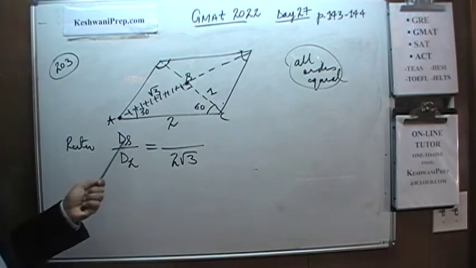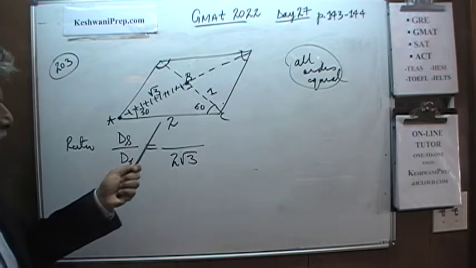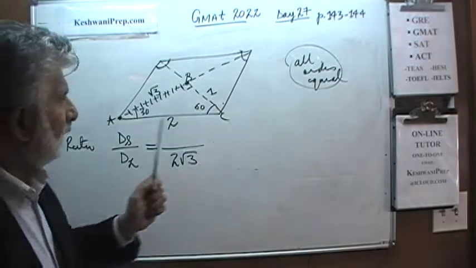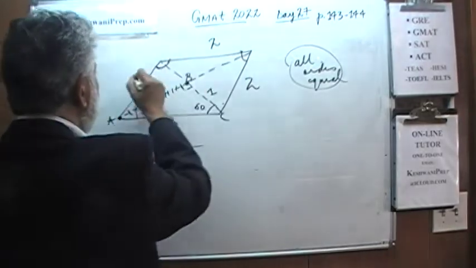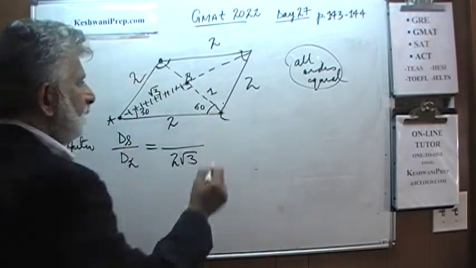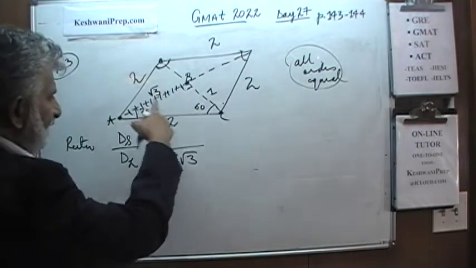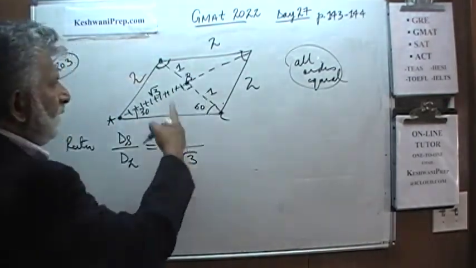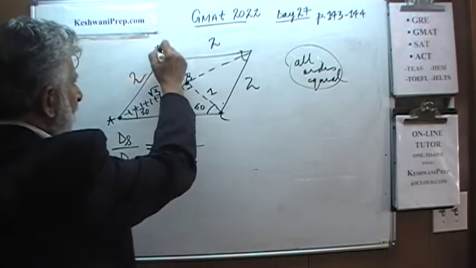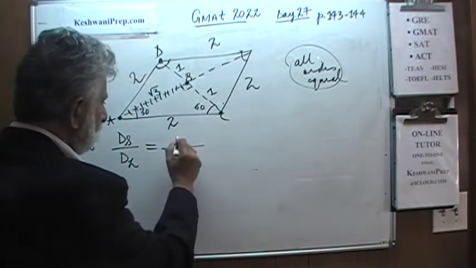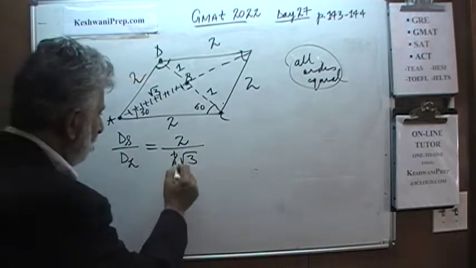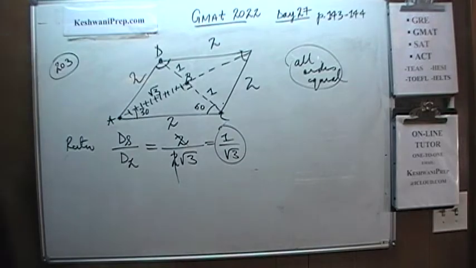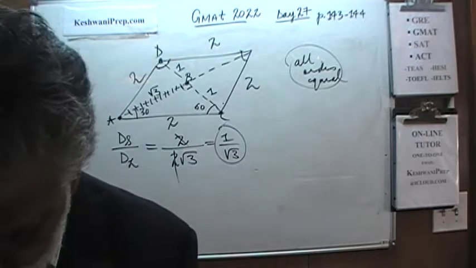Now we have to figure out the shorter diagonal. If A to C is 2, and since all sides are equal, this side is 2, and this side is 2, and this side is 2. Because this side has to equal this side because they're both 60 degrees, which means if this is 1, this is 1 obviously. So this side here, let's call it D, D to C is 2. The 2 drops out and we end up with a ratio of 1 to root 3. That's all. That was 203.